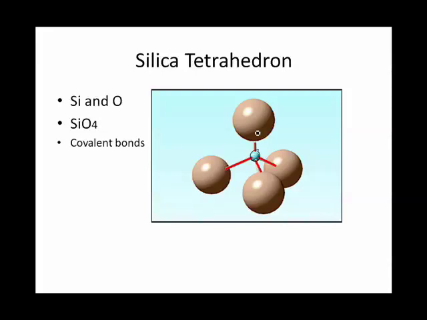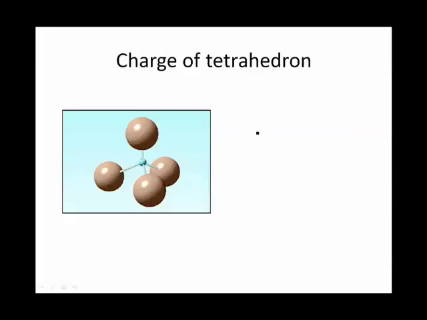The bonds holding the silicon to the oxygen are covalent bonds, which are pretty strong bonds. The tetrahedron has a charge. A silicon ion has a valence of 4. That is, it's able to combine with 4 different atoms. So no wonder it's gone and combined with 4 oxygen.